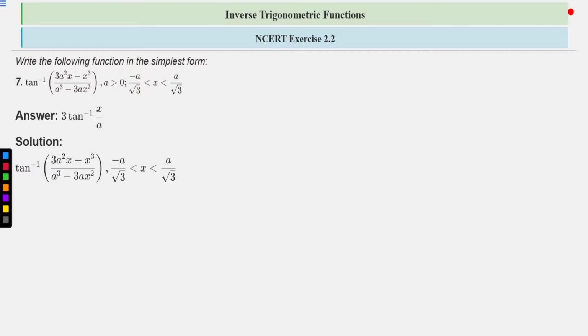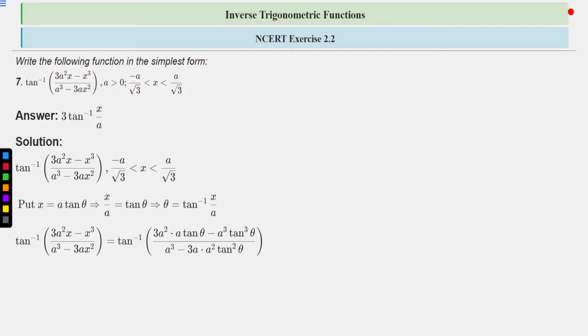So what can we take? Our expression is tan inverse of 3a square x minus x cube upon a cube minus 3ax square, when x is between minus a by root 3 to a by root 3. Put x is equal to a tan theta, right? Therefore, x by a will become tan theta. Clear. Therefore, theta will become tan inverse x by a, right?